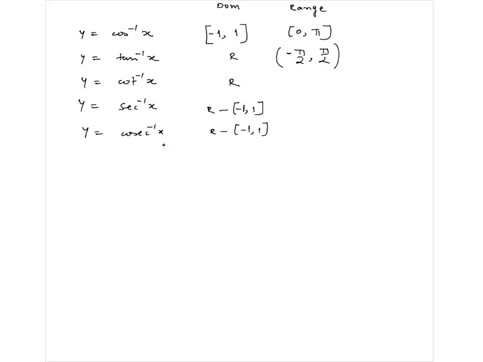Like sine inverse, -90 to 90. Cosec inverse is the same story, but while cosec 90 is 1, cosec -90 is -1. Between these two angles, 0 comes, and cosec 0 is a problem. Cosec 0 is infinity. So that we must omit.